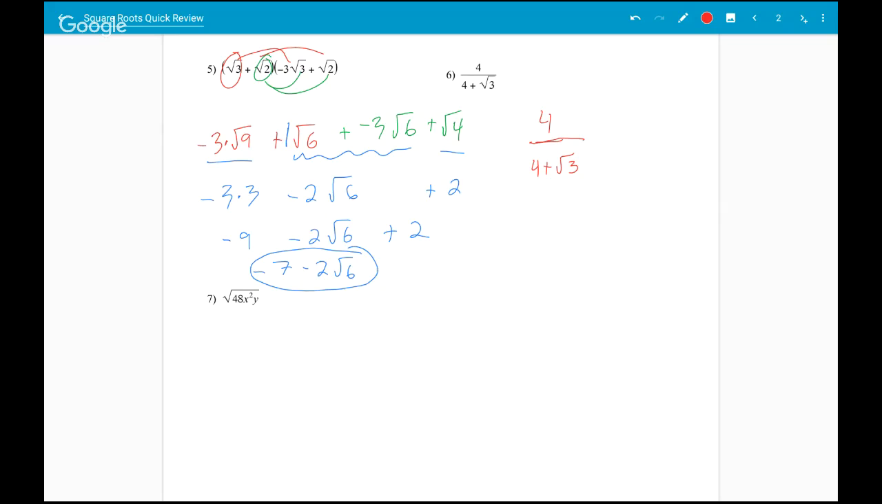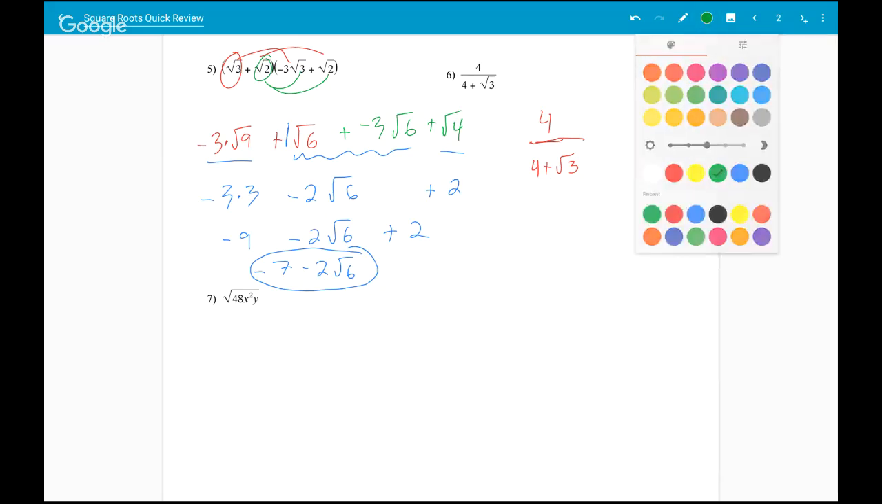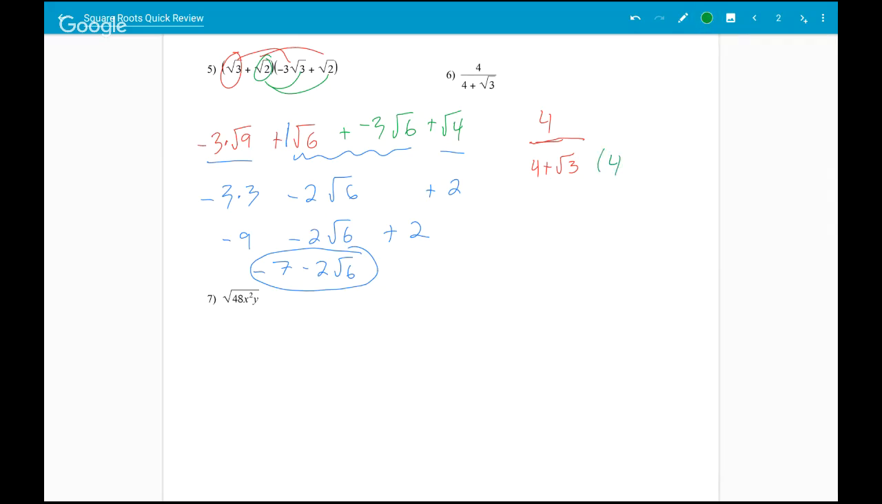Okay. So what you have to do is you have to multiply by what's called the conjugate. And here's what that looks like. You're going to take your expression from down in your denominator, and you're going to multiply by that exact same thing, except you're going to switch that middle symbol. So instead of multiplying by 4 plus root 3, you're going to multiply by 4 minus root 3.